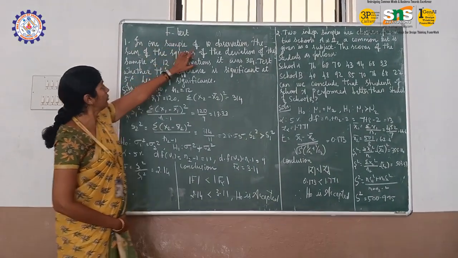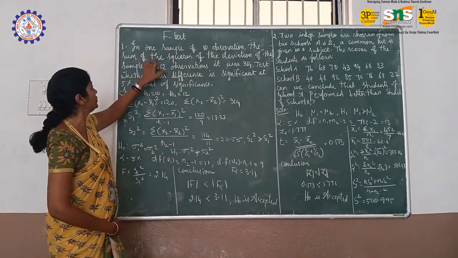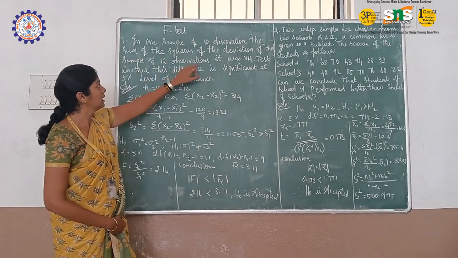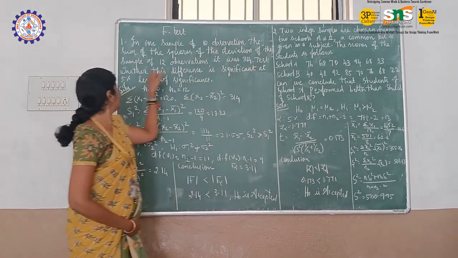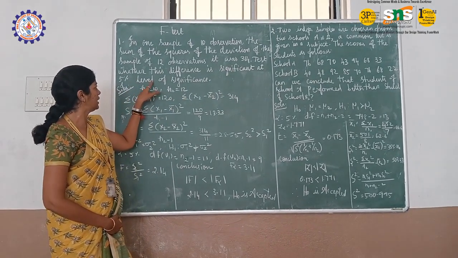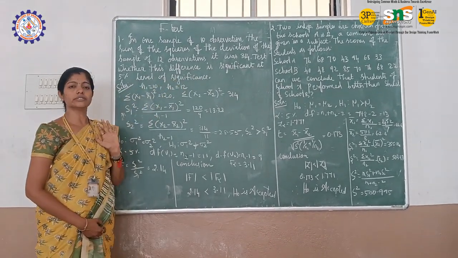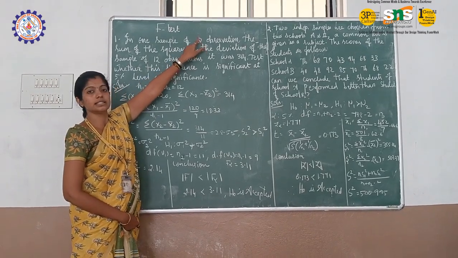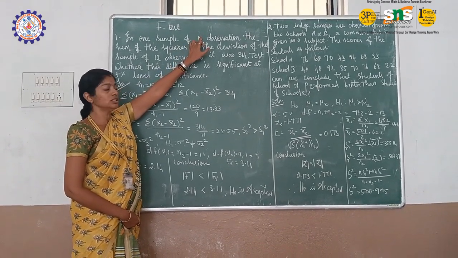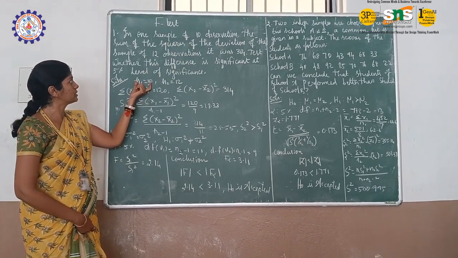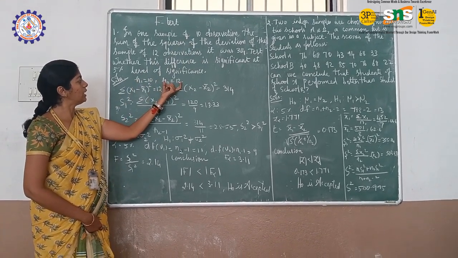In one sample of 10 observations, the sum of the squares of the deviations is 120, and in the sample of 12 observations, it was 314. Test whether this difference is significant at 5% level of significance. First of all, we should know our sample size. We have here 10, which is less than 30, so this is a small sample. We have n1 as 10 and n2 as 12.